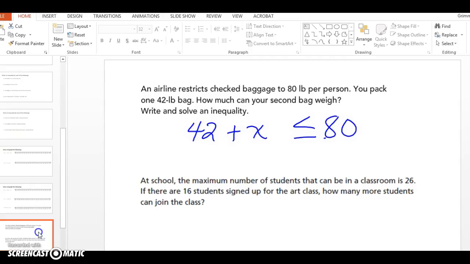Right? Because isn't the next step from this to subtract 42 from both sides? Yeah. So you want to set up your original problem, and then from there you would subtract 42 from both sides.